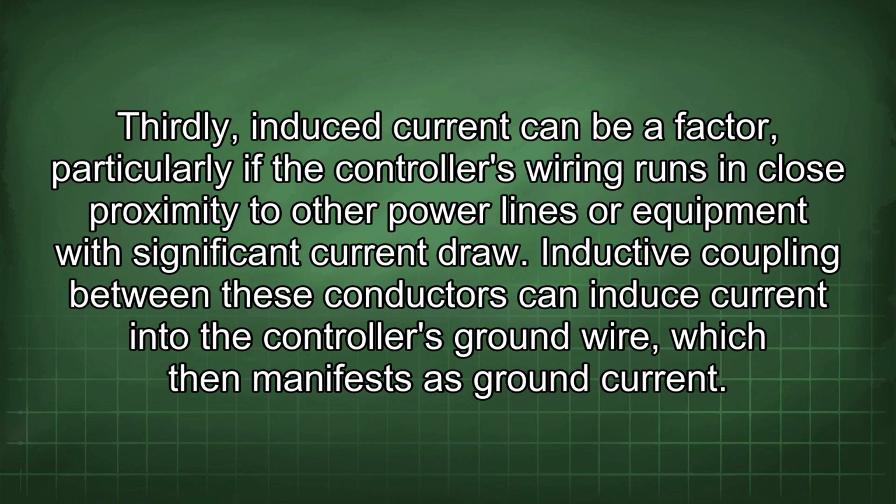Thirdly, induced current can be a factor, particularly if the controller's wiring runs in close proximity to other power lines or equipment with significant current draw. Inductive coupling between these conductors can induce current into the controller's ground wire, which then manifests as ground current.